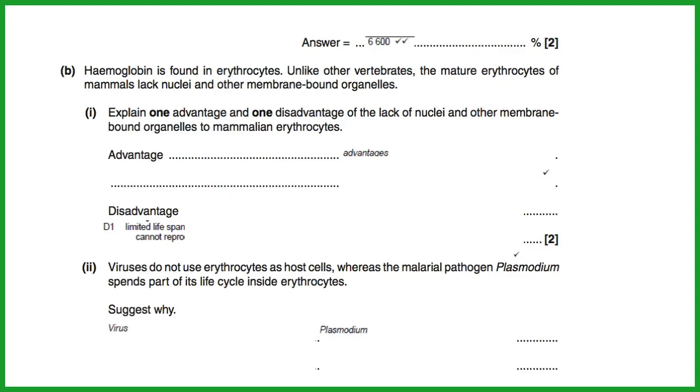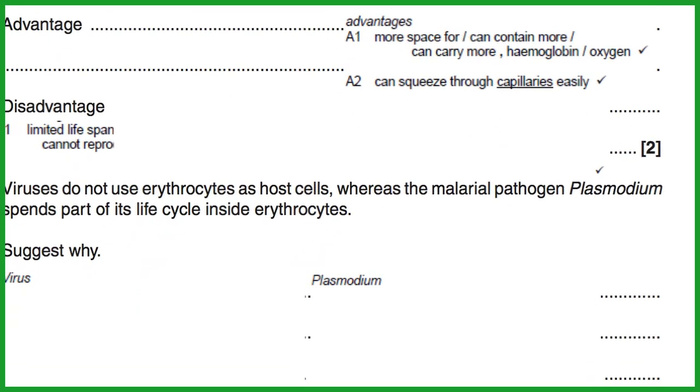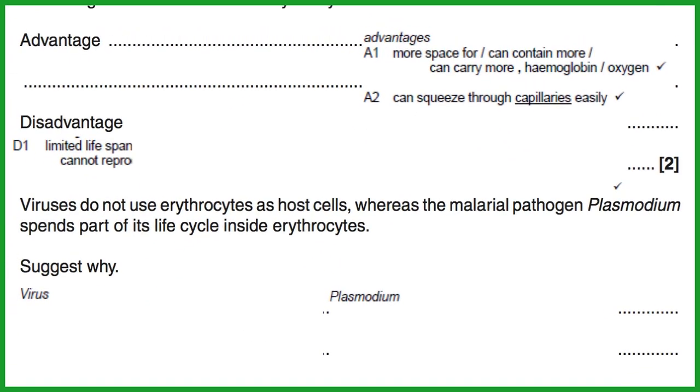So the advantage is that through having no nucleus, they can carry more hemoglobin and also have a better surface area to volume ratio, and additionally they are able to squeeze through capillaries. So advantages are more space to contain more hemoglobin or oxygen, therefore they can also squeeze through the capillaries more easily.